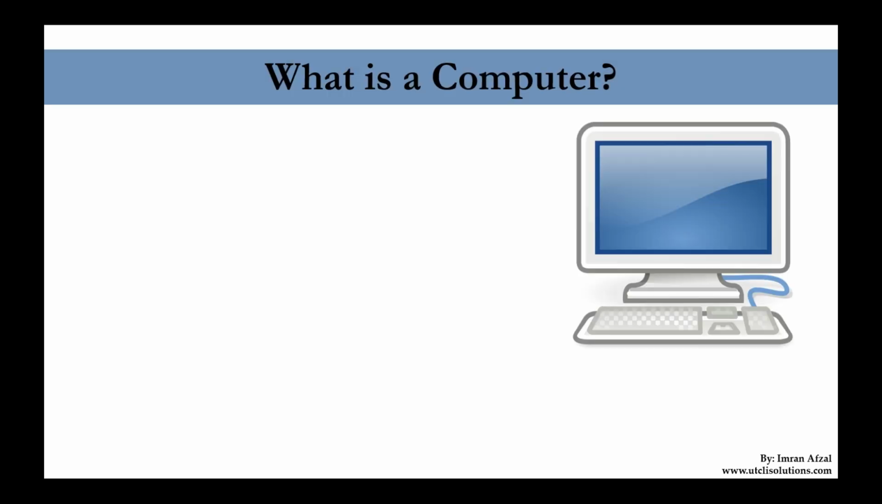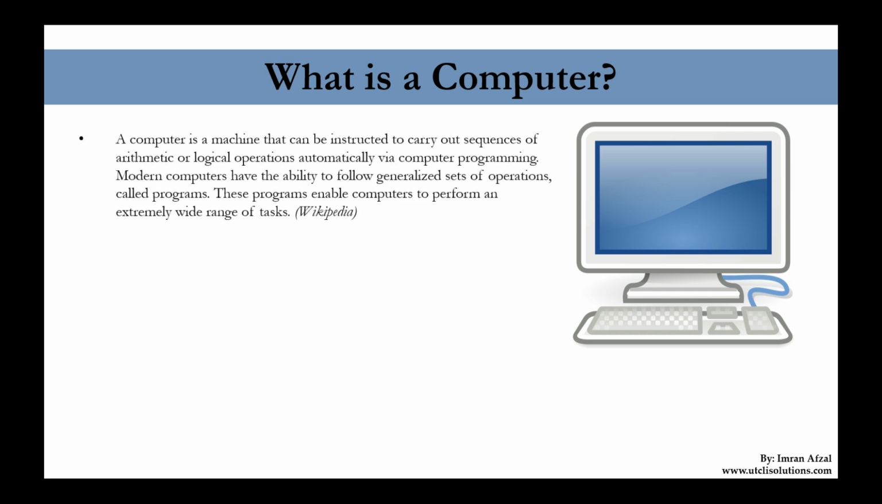Okay, guys, so now we have a better understanding of what is information technology. Now take a look at what a computer is. Of course, we need a computer for information technology to work. So let's take a basic definition of a computer. A computer is a machine that can be instructed to carry out a sequence of arithmetic or logical operations automatically via computer programming. Modern computers have the ability to follow a generalized set of operations called programs. These programs enable computers to perform an extremely wide range of tasks.